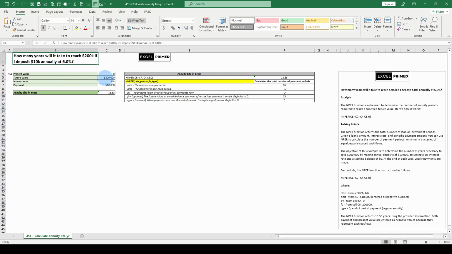We have a future value here. We have a rate, what we're earning. We have your deposit. I like deposit. You can use payment. You can use any term you want, DEPOSIT.